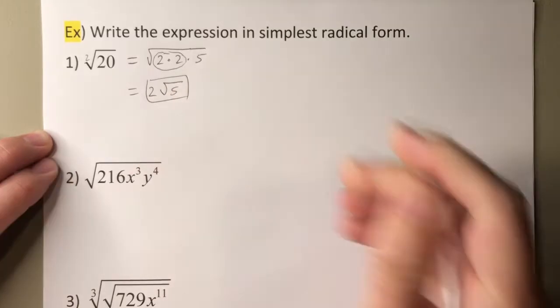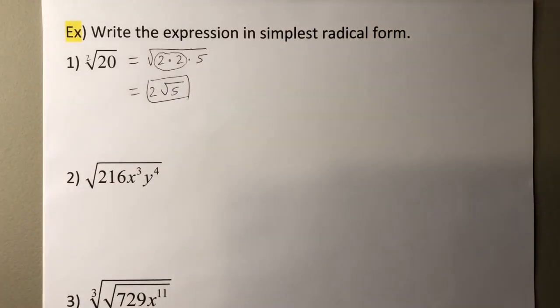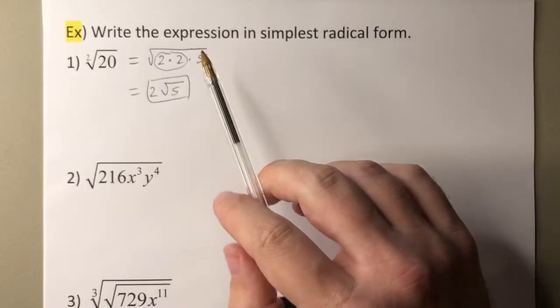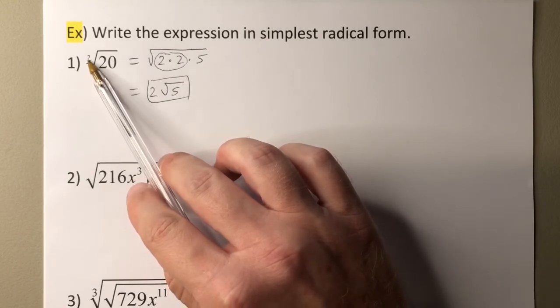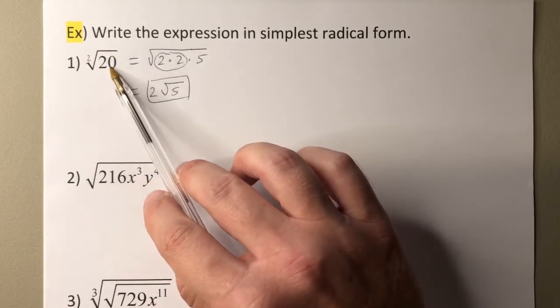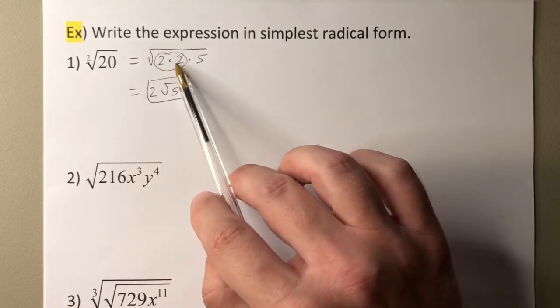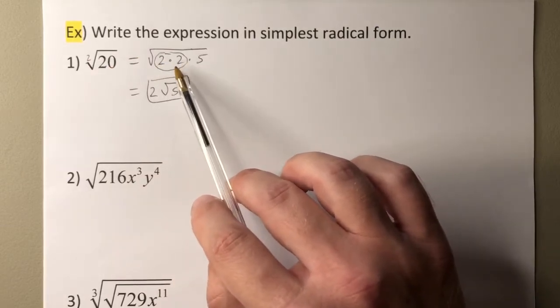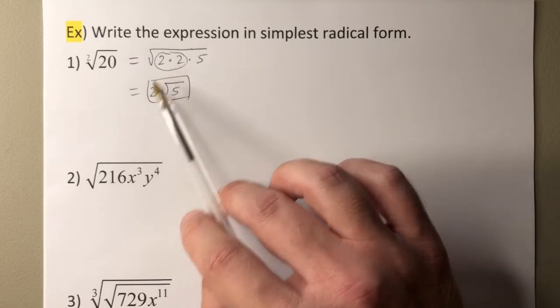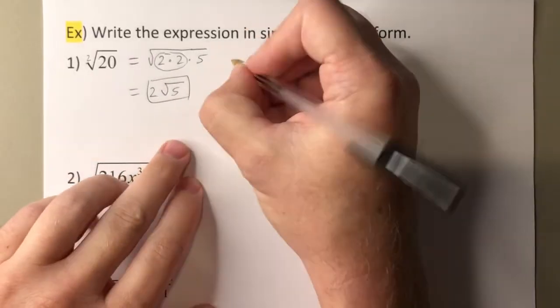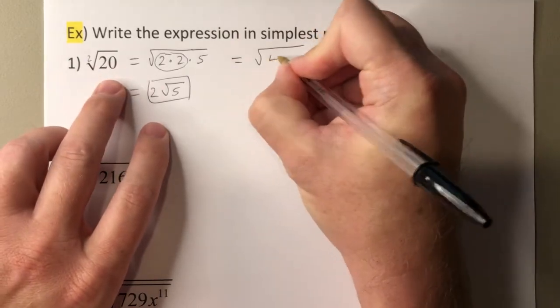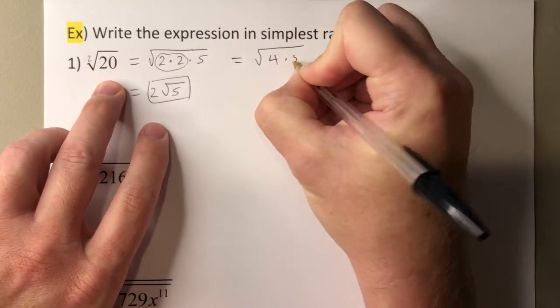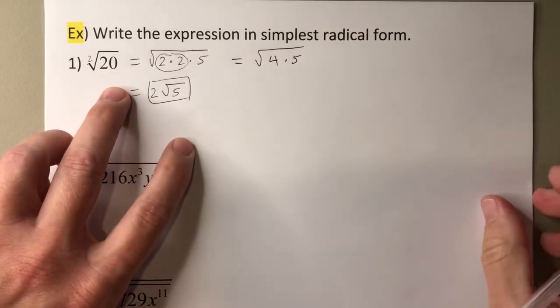So that one's already finished. Again, because the index is 2, you're looking for factors that repeat. For every pair of factors that repeat, you're going to pull one of those factors out in front. Another way to look at this, if you want to, is to come up with the greatest possible perfect square, which is 4. So this is an alternate way of doing the same thing.